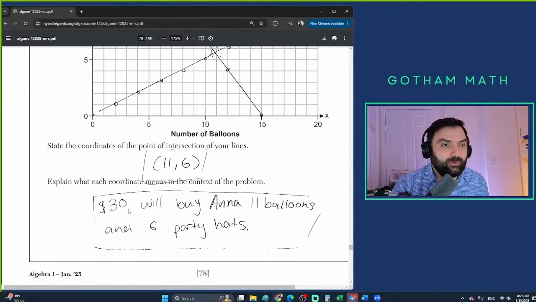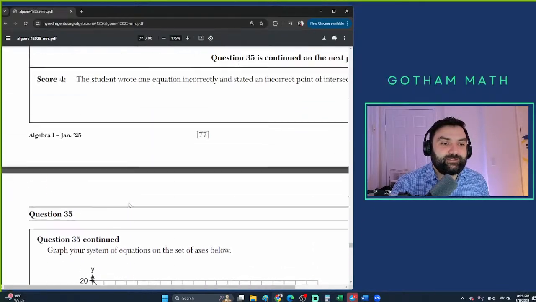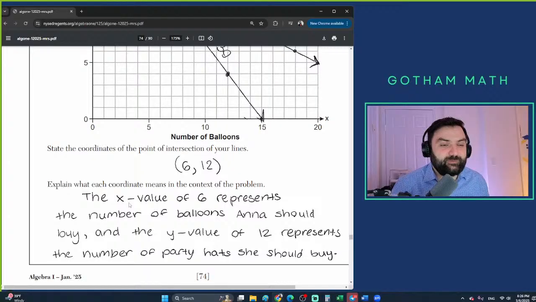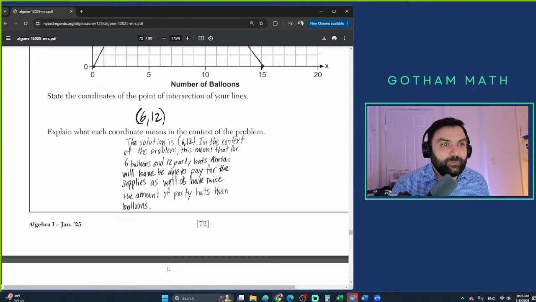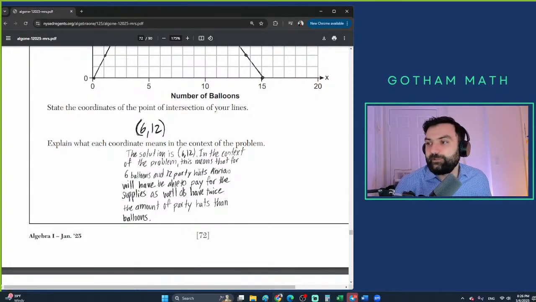Score 4. All right, guys. I hoped it would be funny answers, but they're just wrong. So this is it. That means that for 6 balloons and 12 party hats, Anna will be able to pay for the supplies as well as twice the amount of balloons. Okay, I wouldn't phrase it like that, but this is also not that bad.